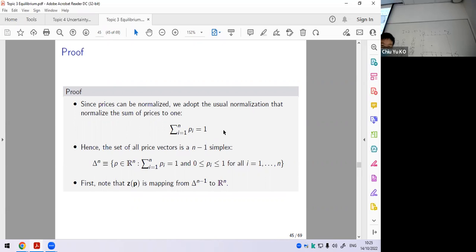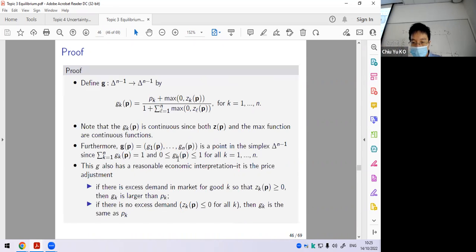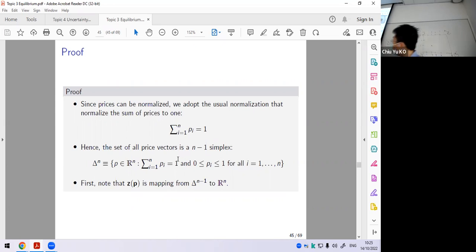Once you know the simplex, you will see this is a mapping from the simplex to the real numbers, because this is a real number. Oh, I think I have a typo here: this should be n-1. Sorry, typo here.